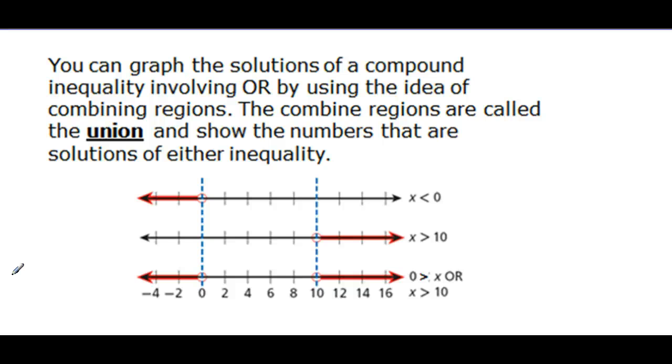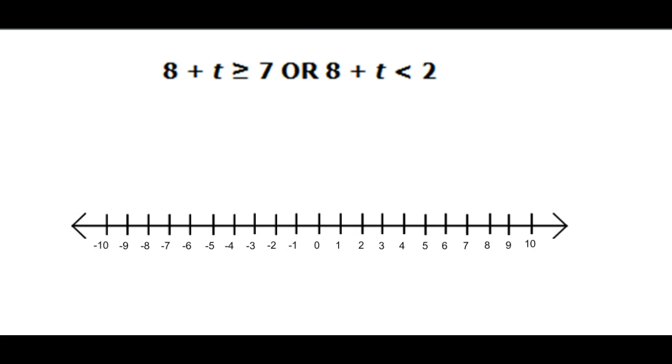Now here, all you do is you simply graph both of them on the same number line. So here's the first graph of x is less than 0. Here's x is greater than 10. You just put both of those graphs on the same number line, and that's it. So when you go to solve these, you're always going to see the word or there. There's no way that those two inequalities can be merged together. They are two separate conditions.